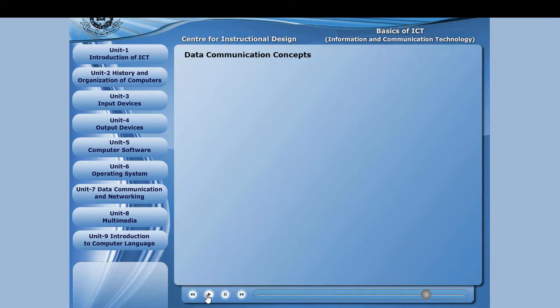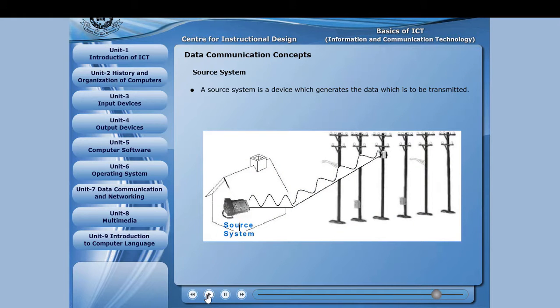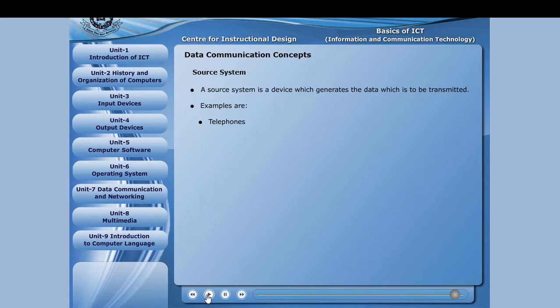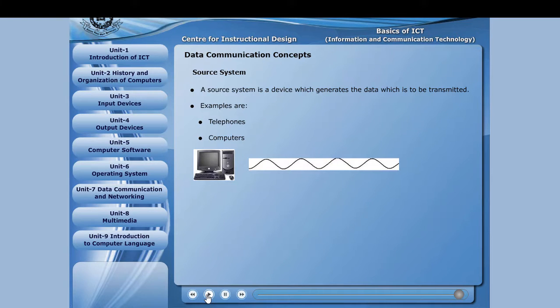Now we will discuss these systems in detail. Let's start from the source system. A source system is a device which generates the data which is to be transmitted. There are many source systems in the real world. For example, a telephone is a source system which generates voice that is to be transmitted to another telephone. A computer is also a source system which generates data which is sent to other computers.